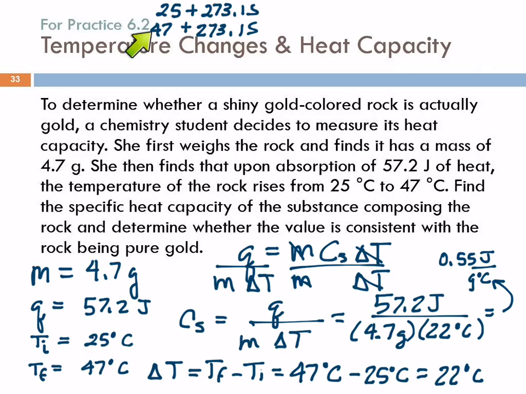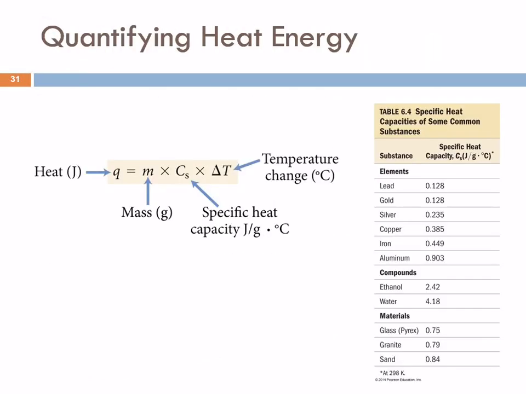When we subtract these two numbers, the 273.15 that we added to both of them goes away, right? So if it's Kelvin, you just find the difference and you're good. If it's Celsius, you find the difference and it's fine. Okay? So 0.55, we need to go look up what is the specific heat capacity of gold.